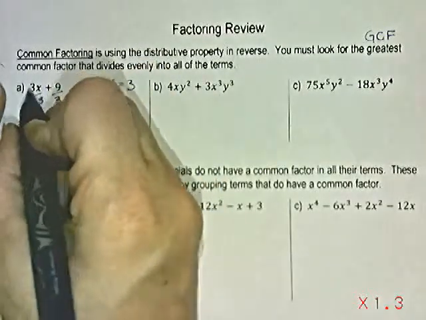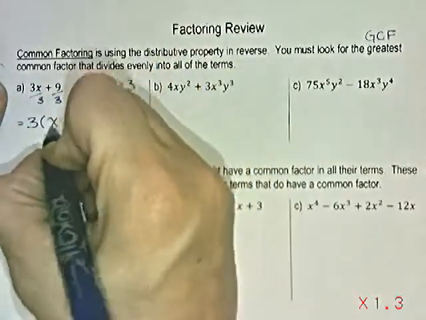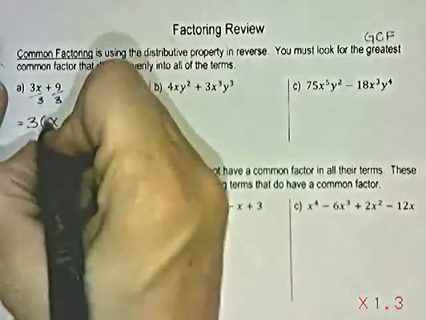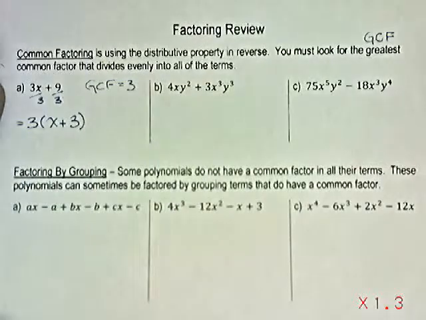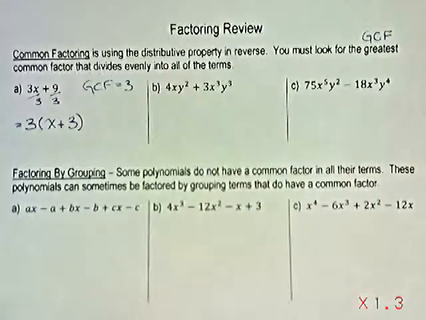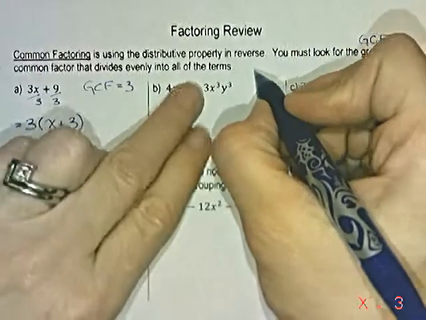And if I divided a 3 out of that first term, I would just be left with my x. If I divide a 3 out of that second term, I am just left with a 3. So that is common factoring out that greatest common factor. In the next one, we've got something a little bit more complicated.